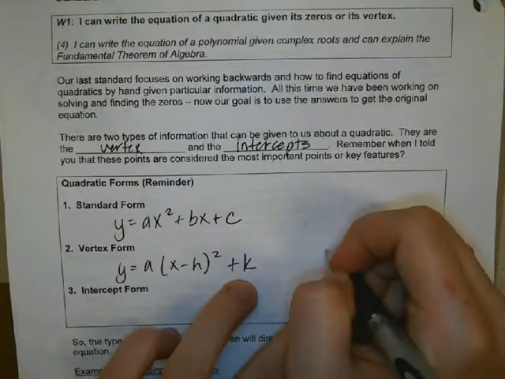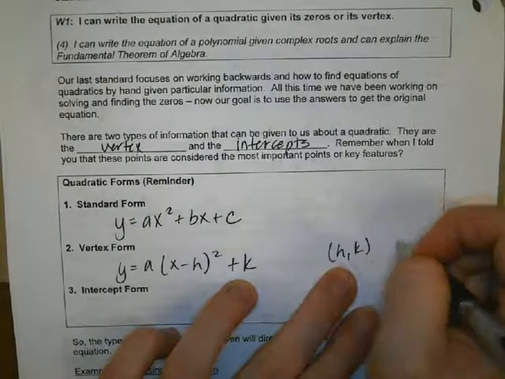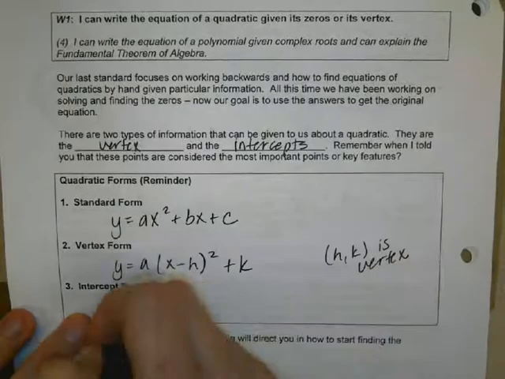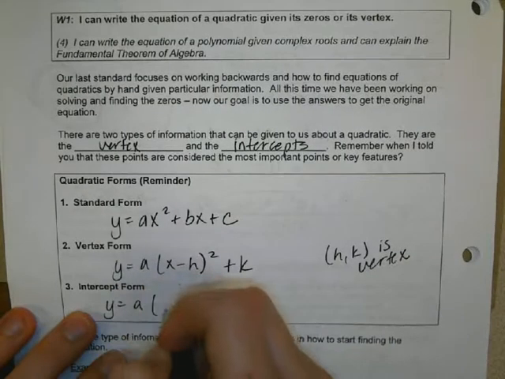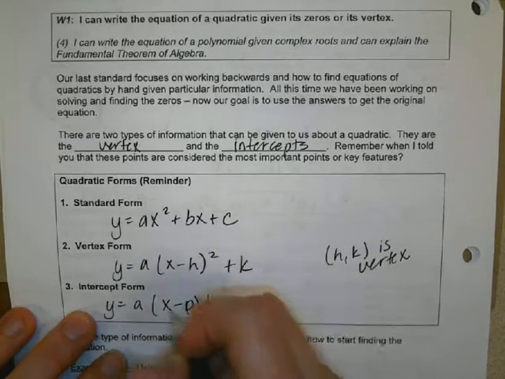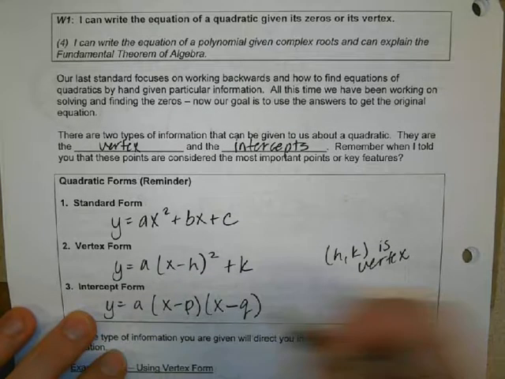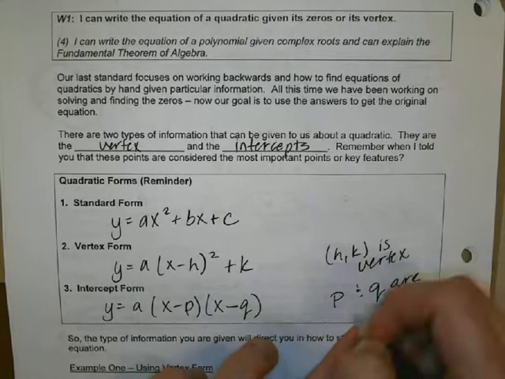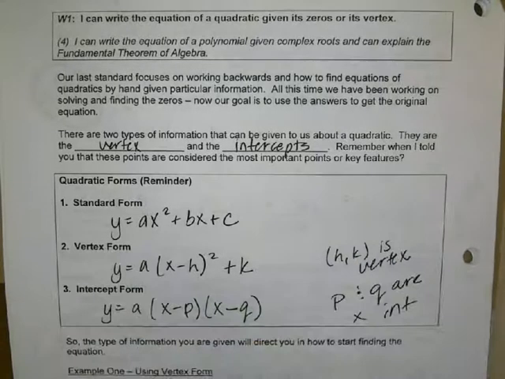And another reminder you might want to write down: (h, k) is the vertex. Intercept form is a times (x minus p) times (x minus q). P and Q are your x-intercepts. Okay, so the type of information you're given will direct you in how to start finding the equation.